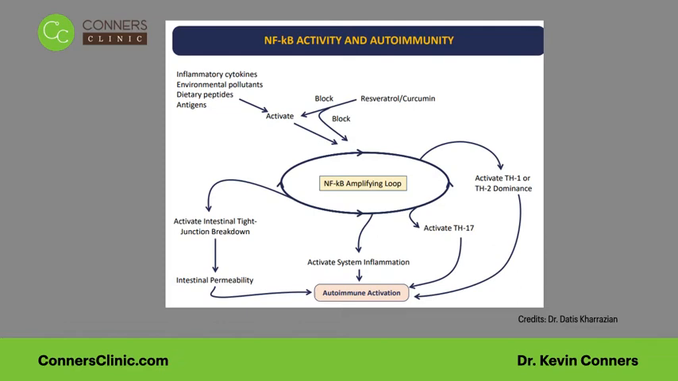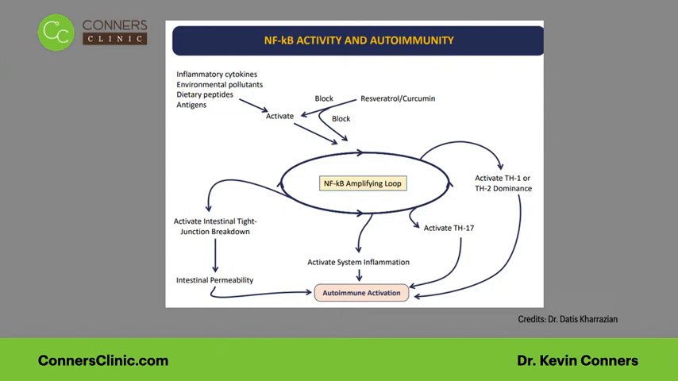So go up to the top left of this picture. You've got environmental pollutants causing inflammatory cytokines, and dietary peptides, meaning you have a sensitivity to a food, you have antibodies to a food, or you have any antigen of any sort, that is going to activate your NF-kappa B system. It's to activate an immune response. That's what NF-kappa B is for. It's to stimulate your Th1. It's to stimulate your Th17. Those are all good things. It's when it's out of balance that it's the problem.